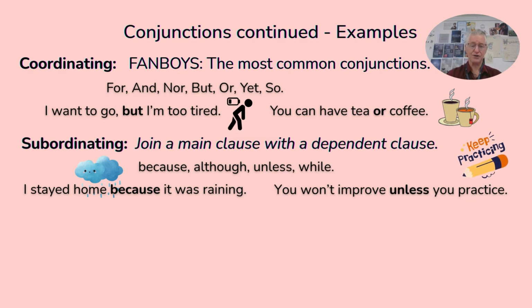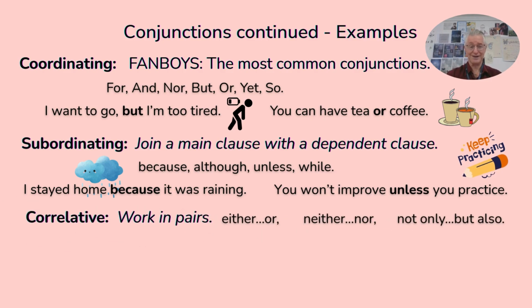And our last one, correlative conjunctions work in pairs. Either or, neither nor, or not only but also are our examples. Not only is she smart, but also kind.